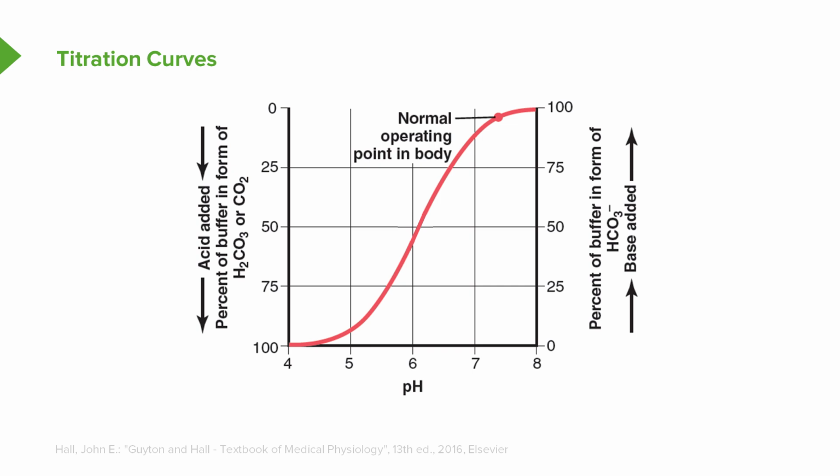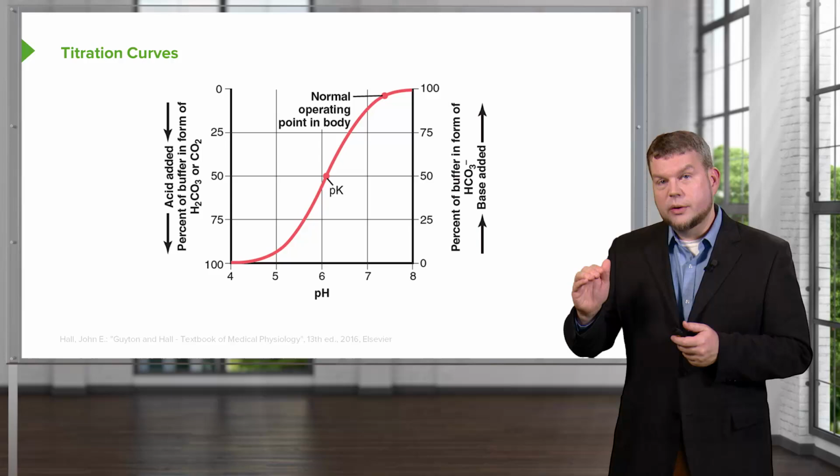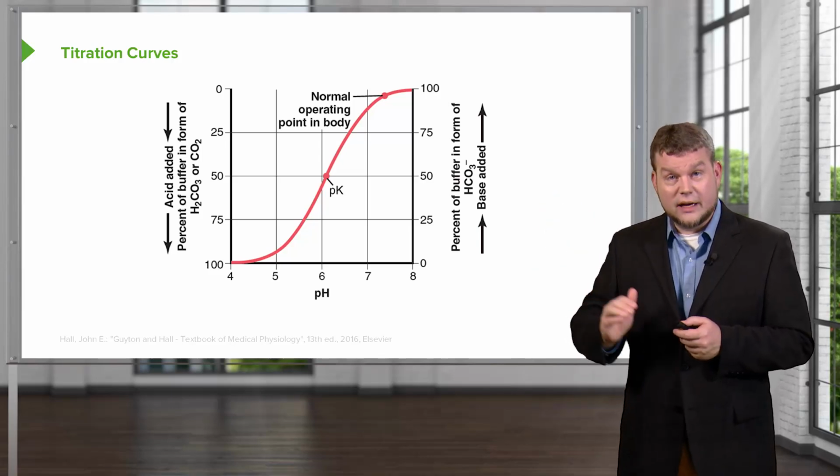The blood is normally around 7.4. The pK is a very important point. At this point, you have 50% that is in the HCO3- state and 50% that's in the bound state, which is the H2CO3. This is the operating point from which you could go upwards or downwards.